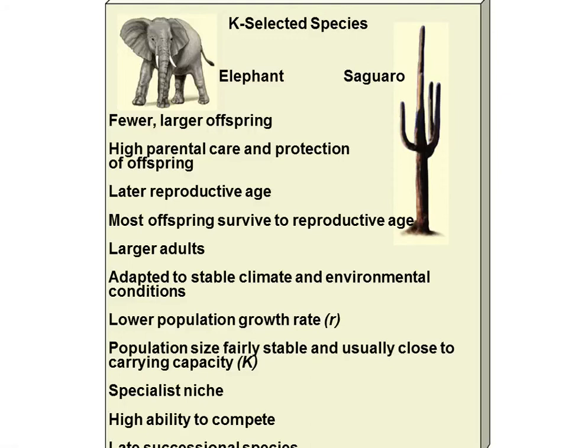K-selected species like the saguaro, the elephant, and humans have fewer larger offspring, lots of parental care, reproduce later in life. Most offspring survive to reproductive age, larger adults, lower population growth rate, specialists, they have a high ability to compete, and they are often late successional species.